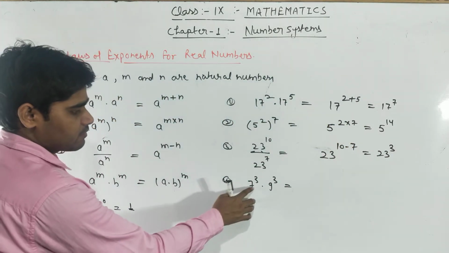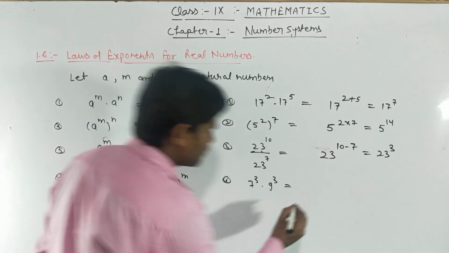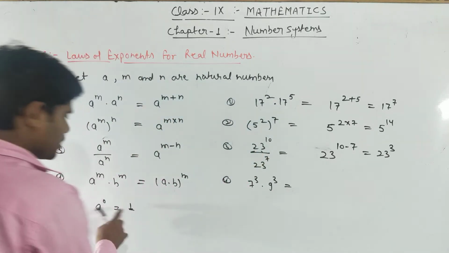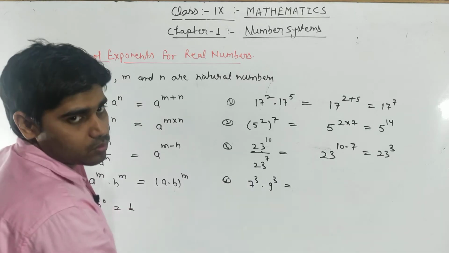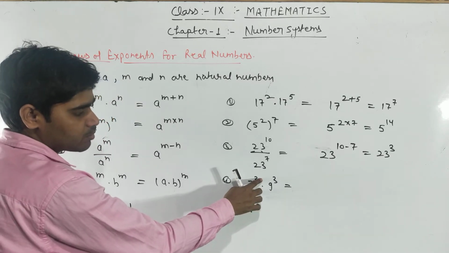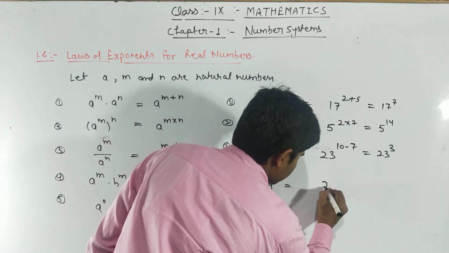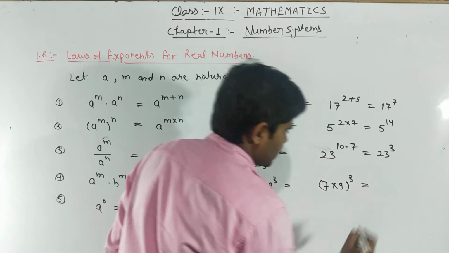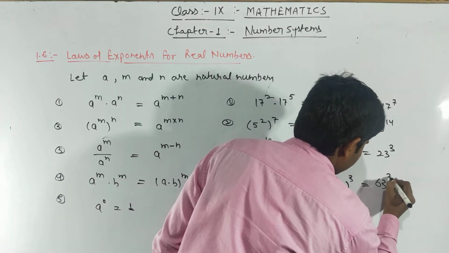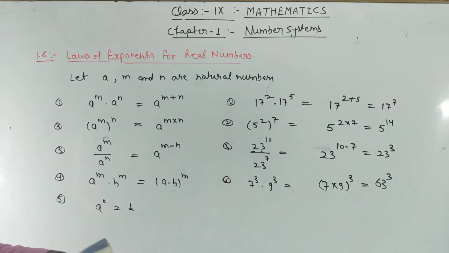Now next, 7 raised to the power 3 into 9 raised to the power 3. Here the bases are different, 7 and 9, a is equal to 7, b is equal to 9, but the exponent m is equal to 3. Then 7 into 9 raised to the power 3, which means 63 raised to the power 3. This is the basic solution. Now some more questions.